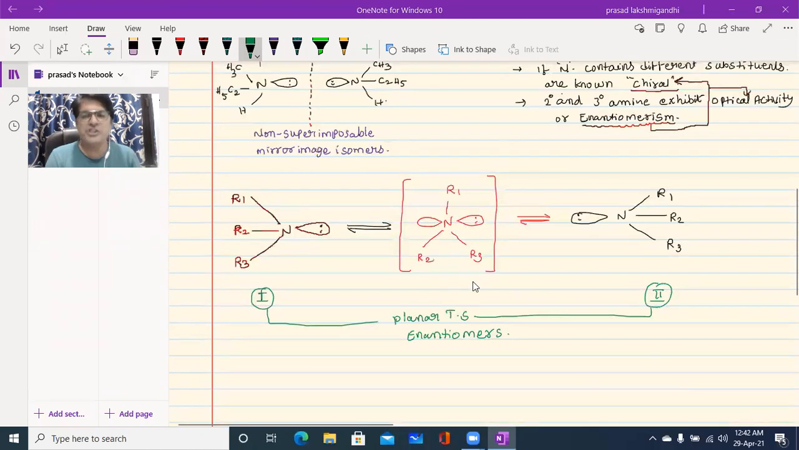This is the transition state, the intermediate: the planar transition state of the enantiomers. These two, the first one and the second one. Here I have taken R1 and R2, and if another alkyl group is attached, it can be denoted as R3. So in this, which hybridization can the nitrogen atom show?